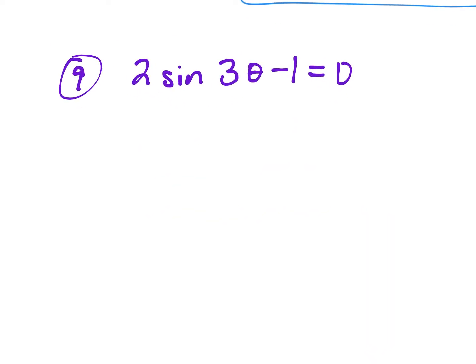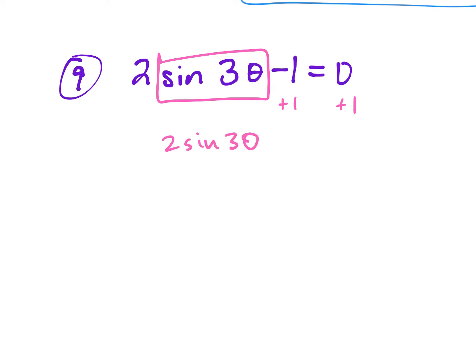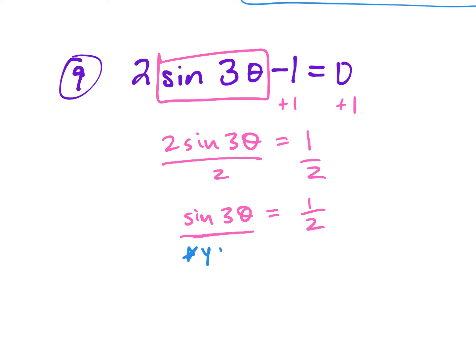So looking at number 9, we want to get our trig function all by itself. So I'm going to add 1 to both sides. So I have 2 sine of 3 theta is equal to 1. Divide by 2. So sine of 3 theta is equal to 1/2. Once my sine is all by itself, I go to the unit circle. So sine tells me I look at which values? Y values. So I'm looking at where my y value is 1/2.